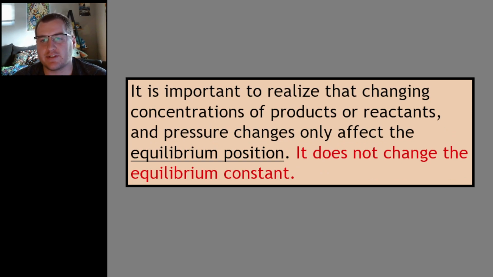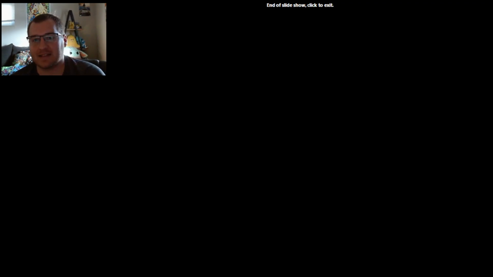Last thing here. It's important to realize that changing concentration of products and reactants and pressure changes only affect the equilibrium position. It does not change the equilibrium constant. K is going to be the same number regardless of how much initial stuff you start with. Eventually, equilibrium will be reached. It is inevitable. All right, I think that's the last slide there.